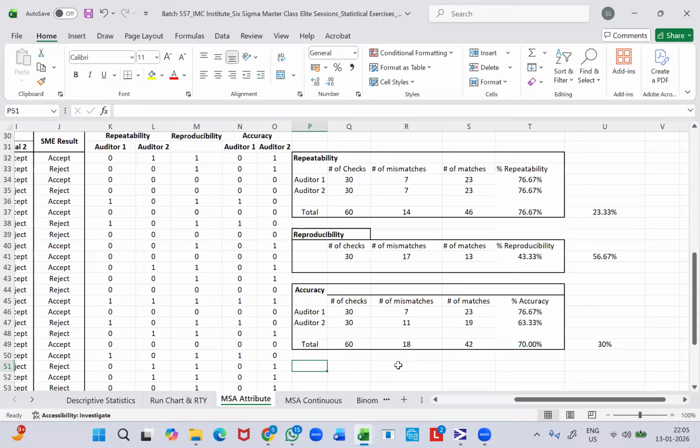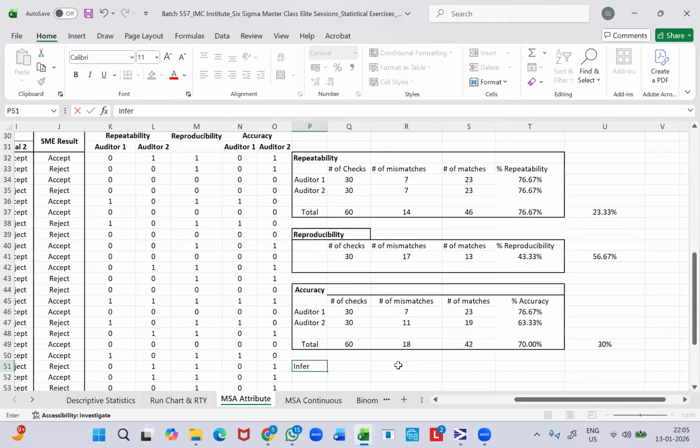So little did the management actually realize that there could be a problem with the data provided by the measurement system. Here, as I told you, the measurement system would comprise only the quality auditors, right? In the discrete data measurement system analysis, the quality inspectors alone will be part of the measurement system.